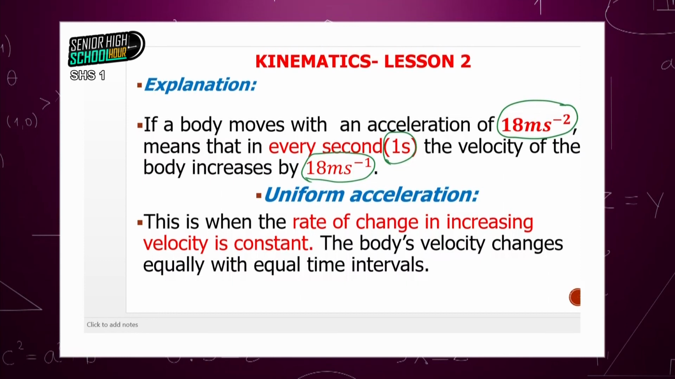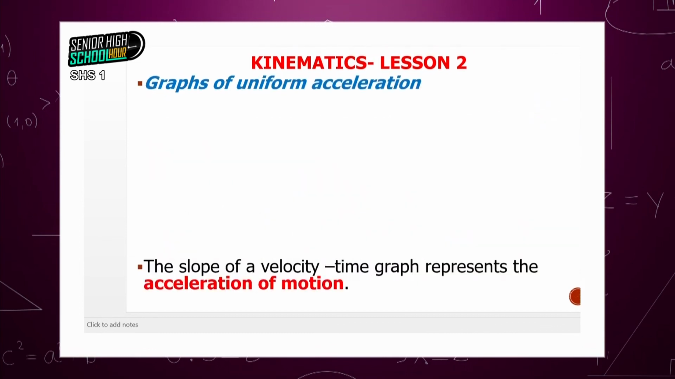Let us look at a graph for uniform acceleration. You can recall from our previous lesson that the graphs are defined by the labeling of the axis. So we're going to draw graphs for uniform acceleration. Then the axis will comprise of velocity and time, because acceleration is the change in increasing velocity with time.